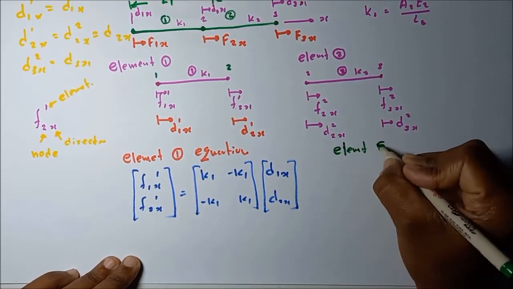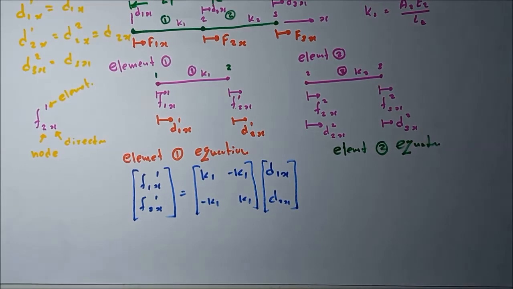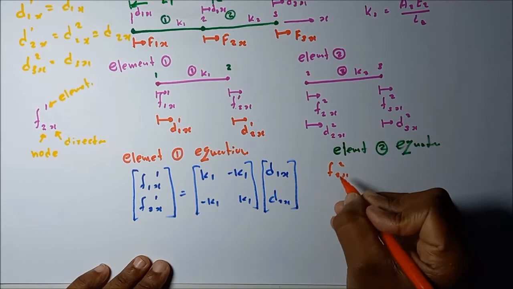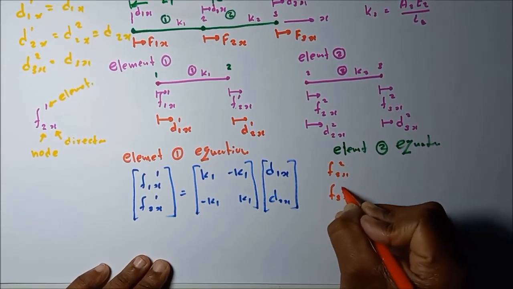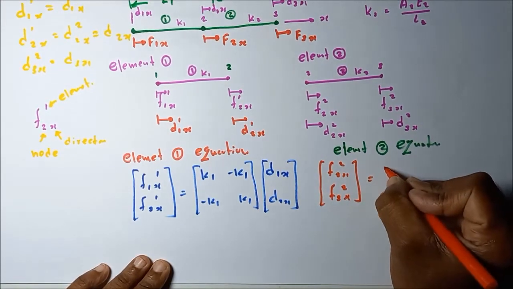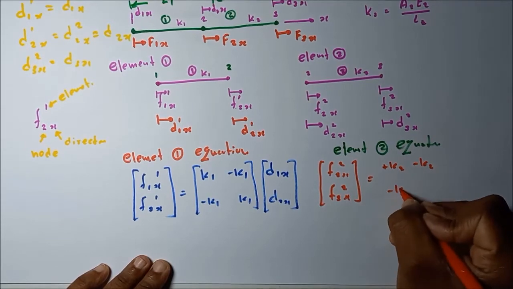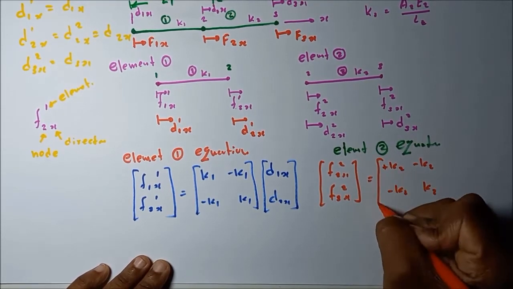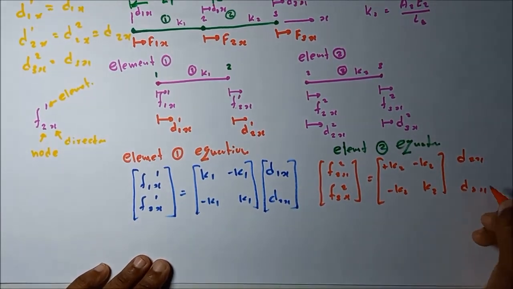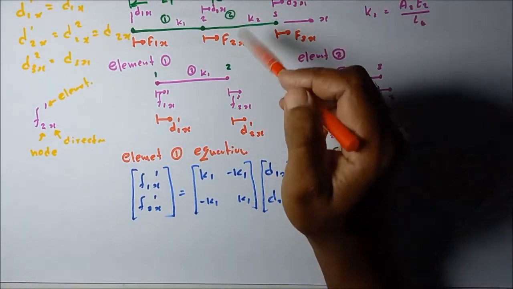Element 2 equation, we can write f2x2, f3x2, equal to the matrix k2, minus k2, minus k2, k2, times d2x, d3x. These are the element equations we obtain based on this model.